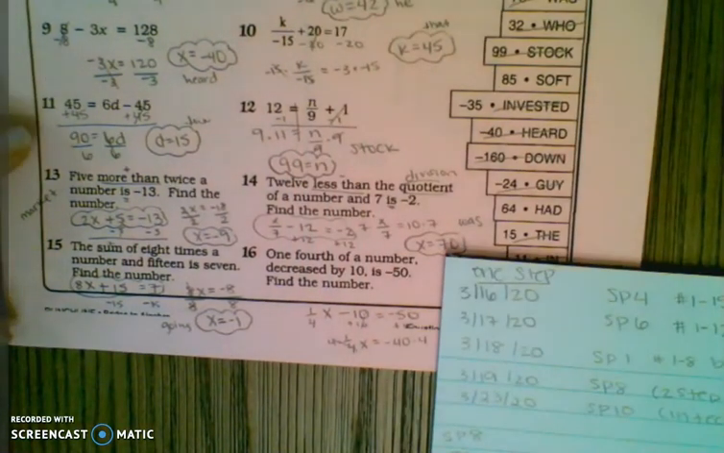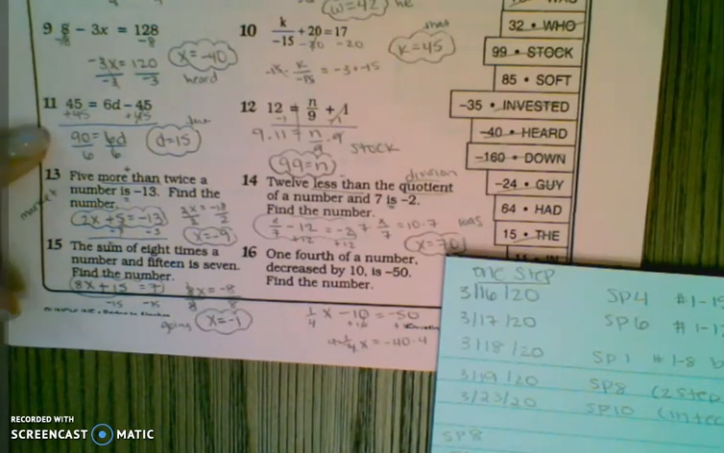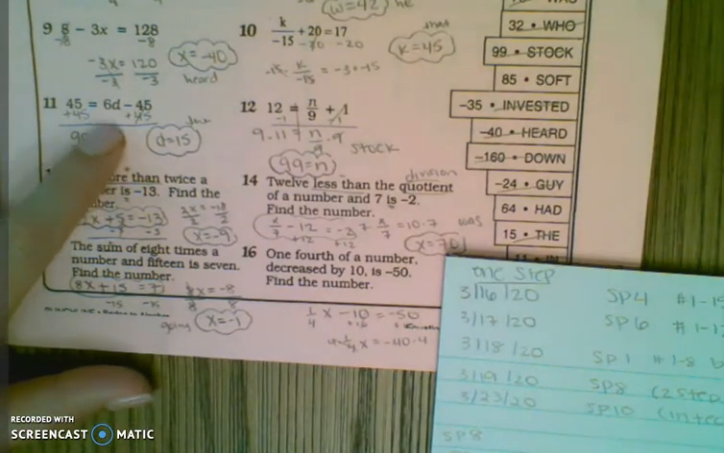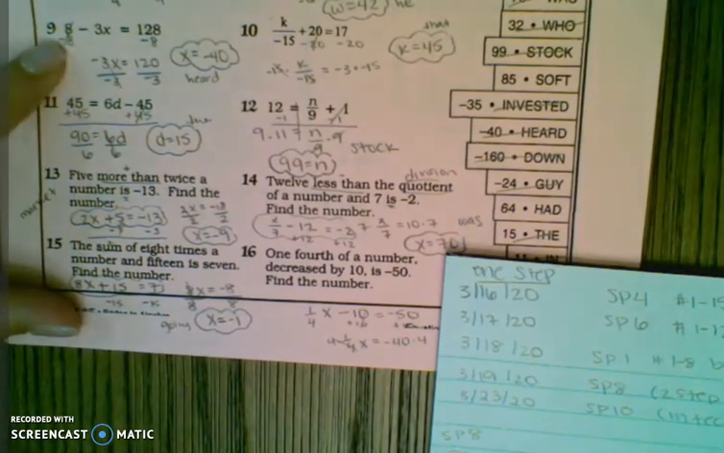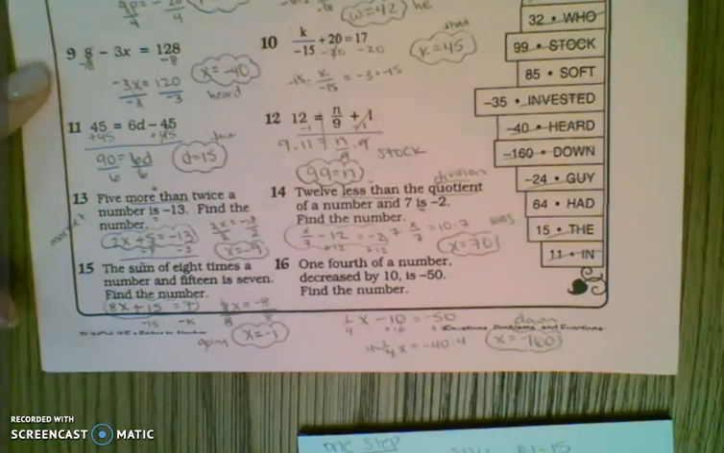All right, and the last one I'm going to do here is, let's see. I like 9 better than 11. 11 just looks weird because they put the D on the right side instead of the left. But I like number 9 because there's a negative with that 3x. So I'm doing number 9 up top.